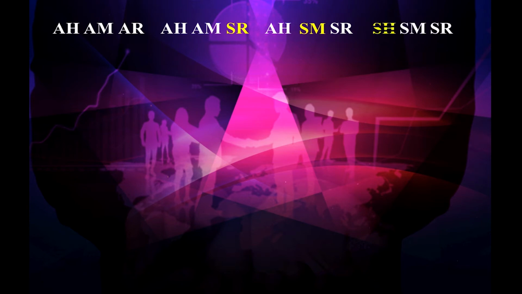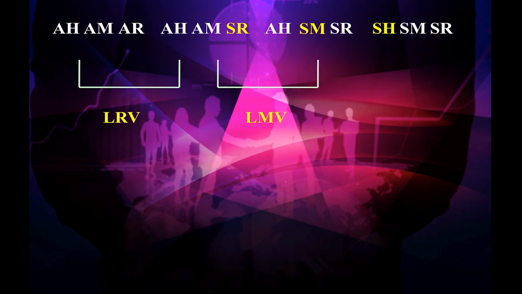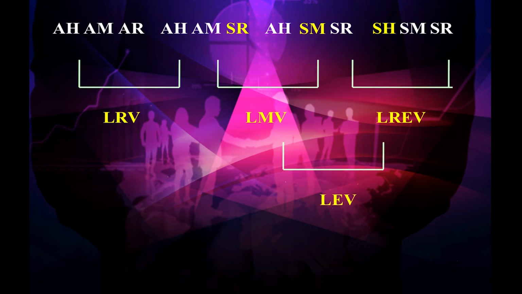Now, let us form a table. Earlier there were 2 variables in each column. Now, as there are 3 variables, there will be 3 variables in the columns. The first column will be AHAMAR, second AHAMSR, third AHSMSR, fourth SHSMSR. The difference between column 1 and 2 is LRV, between column 3 and 2 is LMV, and between column 4 and 3 is LREV. The sum total of LMV plus LREV is LEV, and the total of LRV plus LEV is LCV.